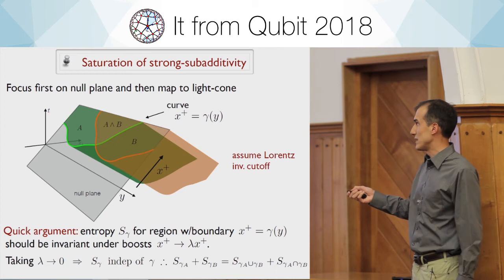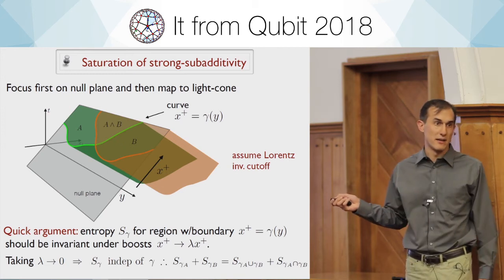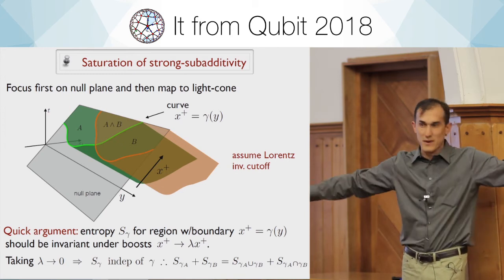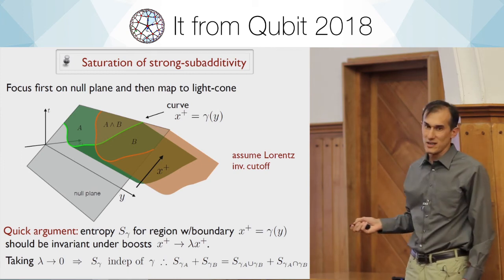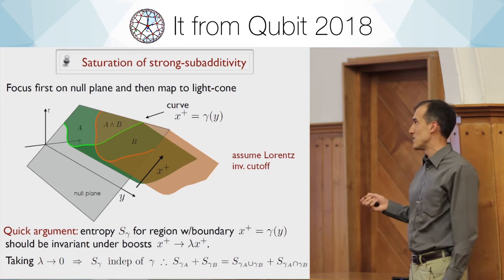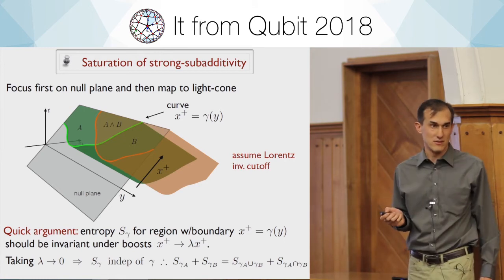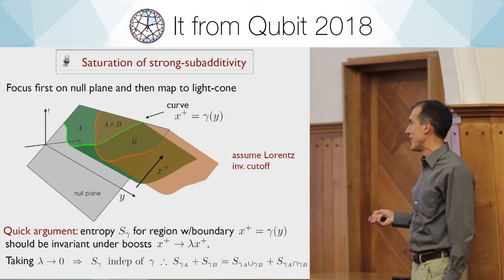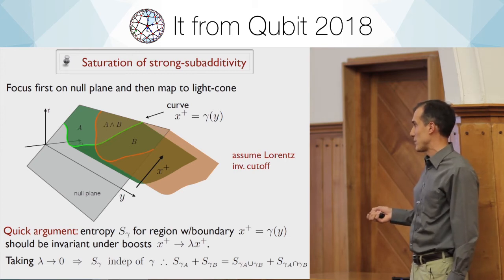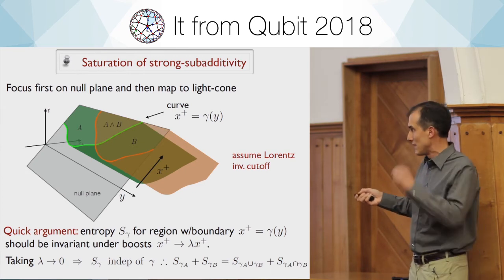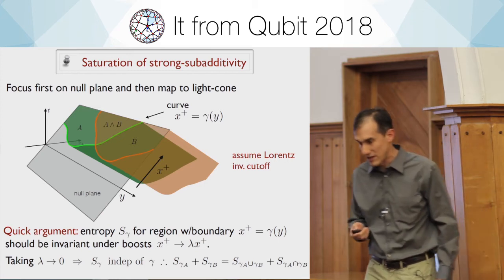What that will do is it will take this arbitrary curve and shrink it to a line, right? Because then it's just shrinking everything by a factor that goes to 0. So this means that the entropy, in fact, has to be independent of the curve. For any region with any curve, you get the same answer. And then saturation of strong subadditivity follows immediately, because once the entropy is independent of the curve, these terms just cancel out point by point. Okay, so that's a quick argument.